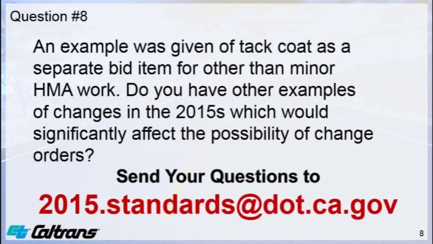Question number 8. Example was given of tack coat as a separate bid item for other than minor HMA. Do you have other examples of changes in 2015 which would significantly affect the possibility of change orders? I gave you a few of them today, but I think all of us out there need to be reading the specs and understanding them, and you will find where these examples are. We are not going to publish a list of all of these little nuances.